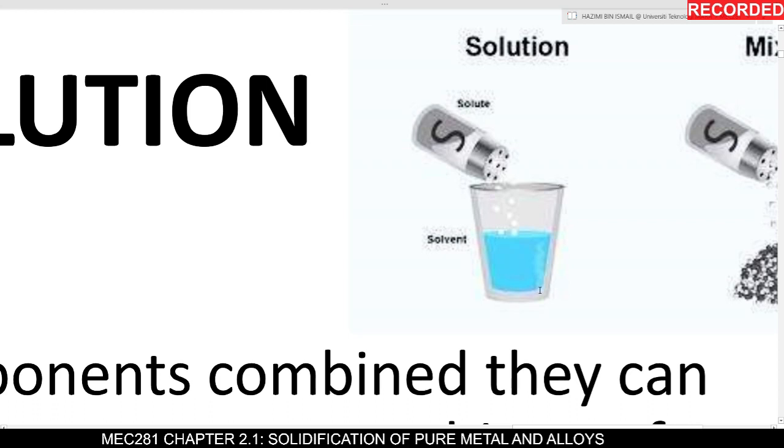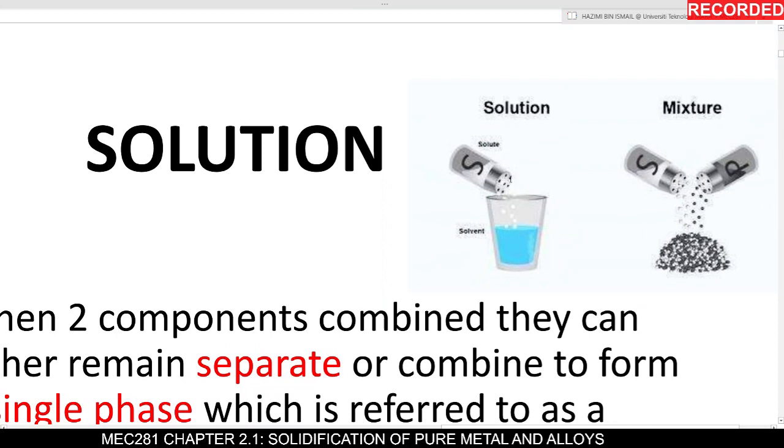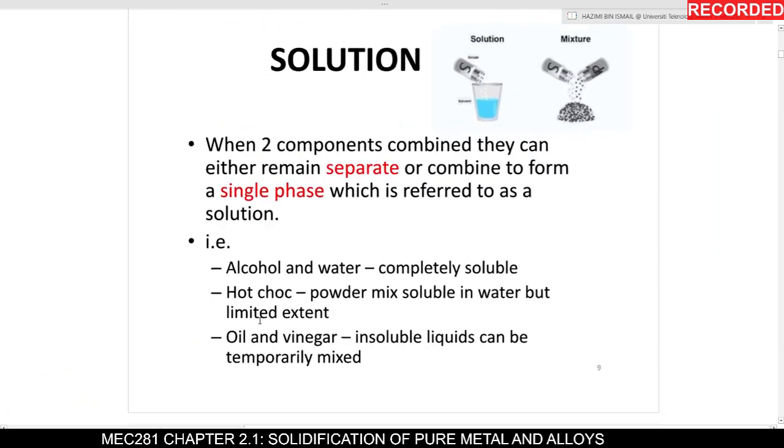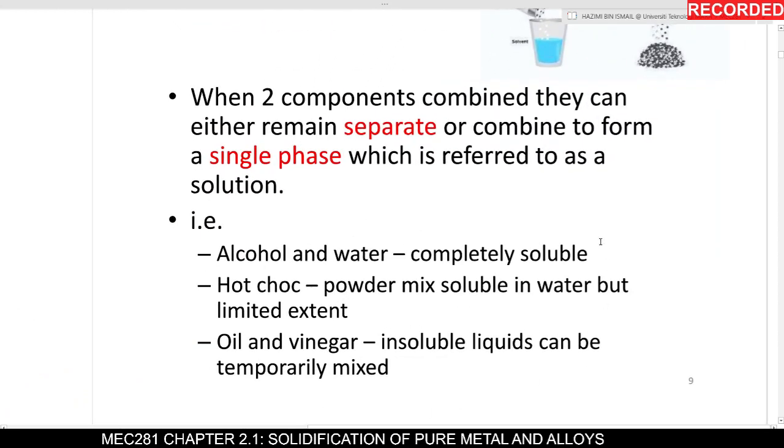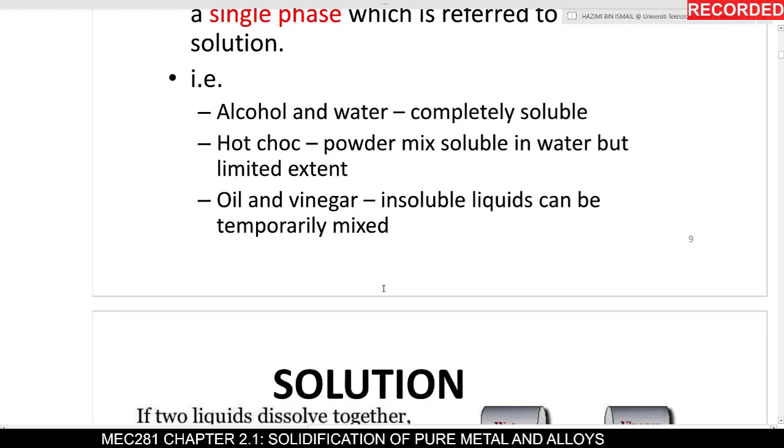So kalau awak nak bancuh air Milo, yang ini adalah air masak, air suam. Ini adalah Milo. Okay, so the Milo is the solid and the water, plain water, is the solvent. And then when they mix together, they combine together to form a single phase of liquid, so it becomes the solution. Okay, these are the examples, so you can read by your own.